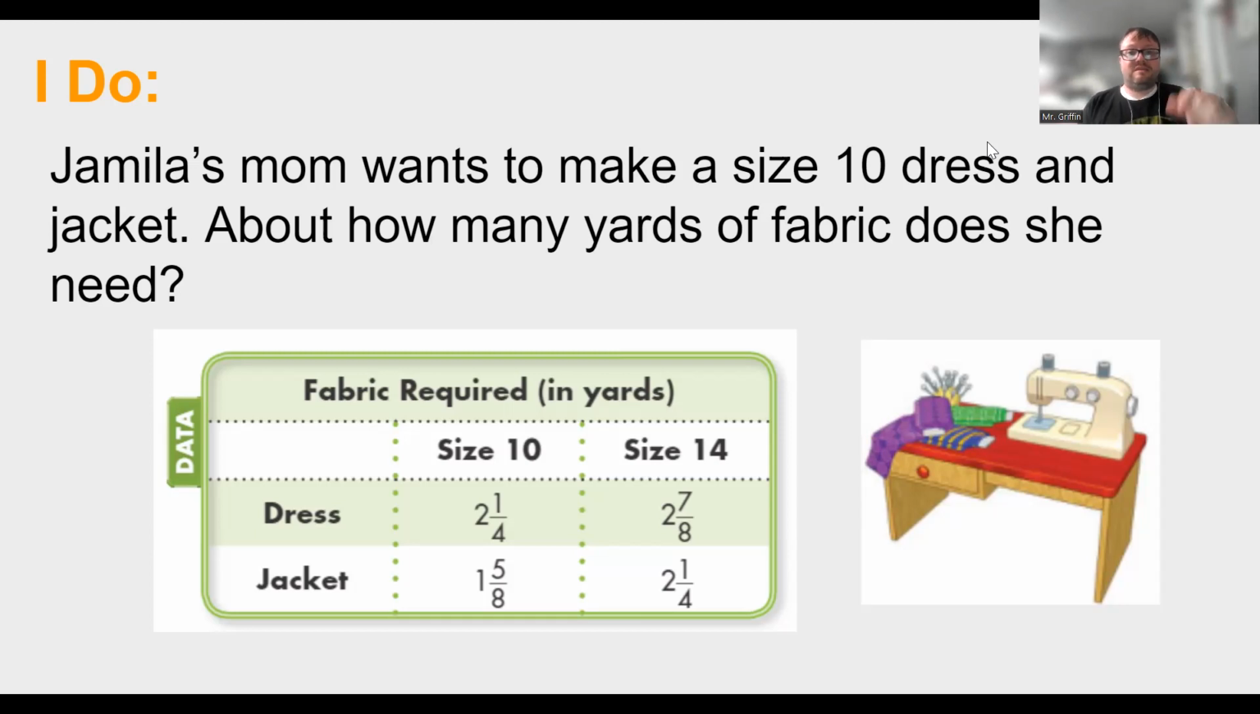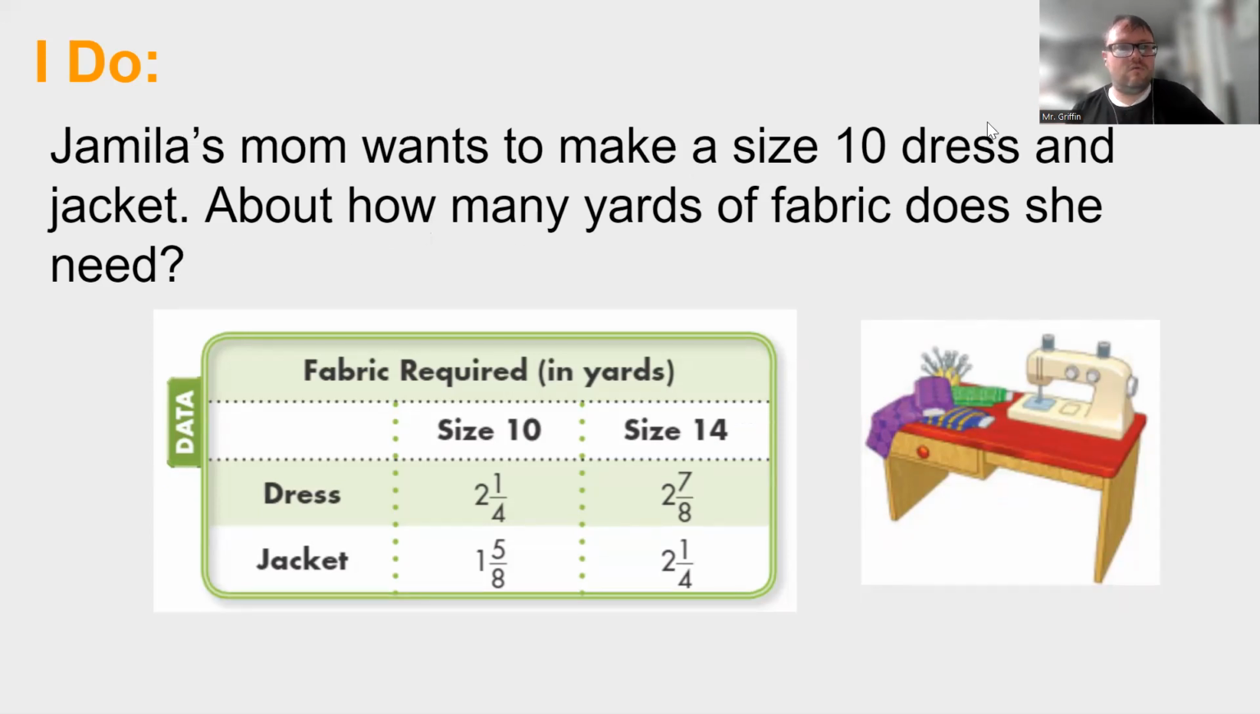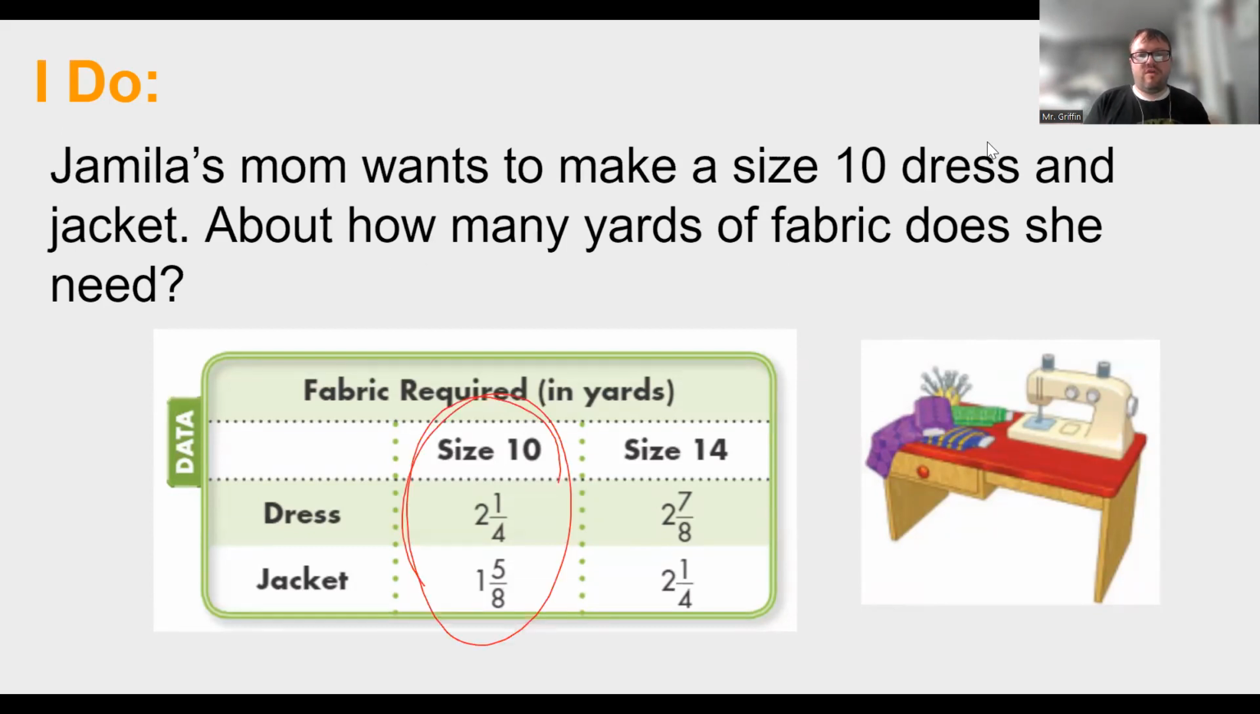Okay, so she's making a size 10 dress and jacket. That is referring to these numbers right here, 2 and 1/4 and 1 and 5/8. So she's combining those two. Go ahead and write down in your notebooks 2 and 1/4 plus 1 and 5/8. I want you to write those two numbers down because that's what we're going to add to estimate about how much she needs. We're going to do it to the nearest half or the nearest whole.